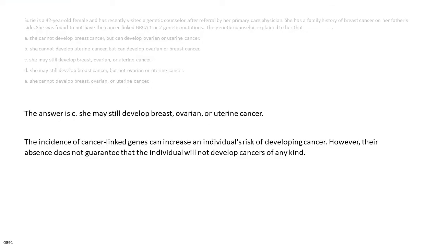The answer is C. She may still develop breast, ovarian, or uterine cancer. The presence of cancer-linked genes can increase an individual's risk of developing cancer. However, their absence does not guarantee that the individual will not develop cancers of any kind.